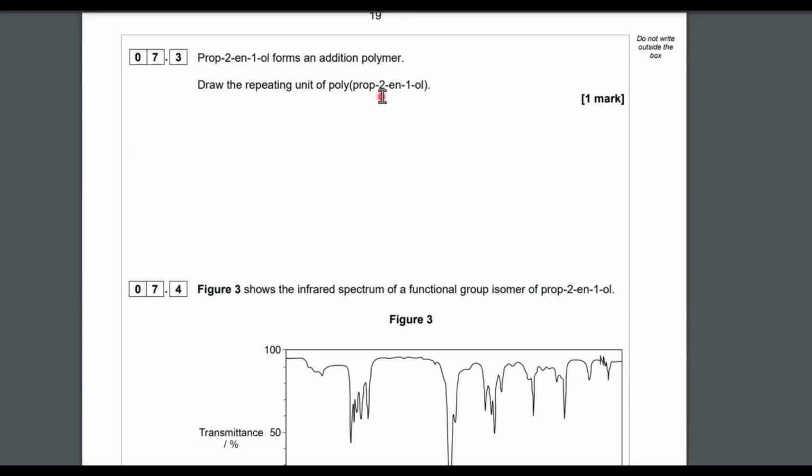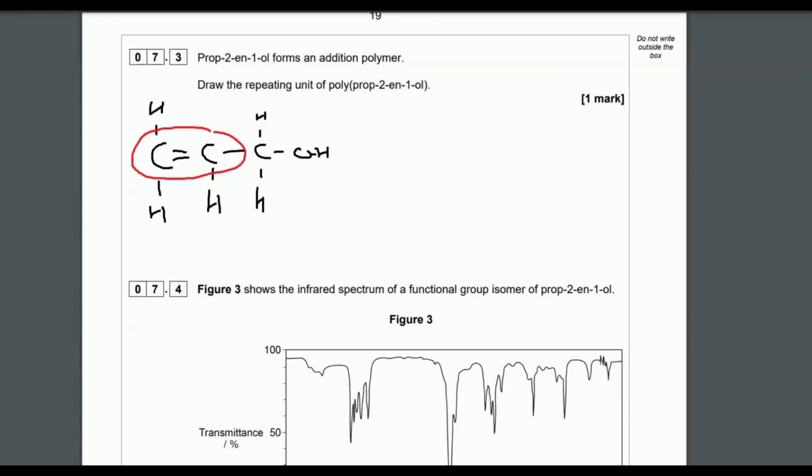Prop-2-en-1-ol forms an addition polymer. Draw the repeating unit of polyprop-2-en-1-ol. So what I want to do is draw out the prop-2-en-1-ol. So here we are, prop-2-en-1-ol. Now, what we want to do is show how you draw the polymer from this. So always circle your double bond because that is the bit that's going to go inside the brackets.